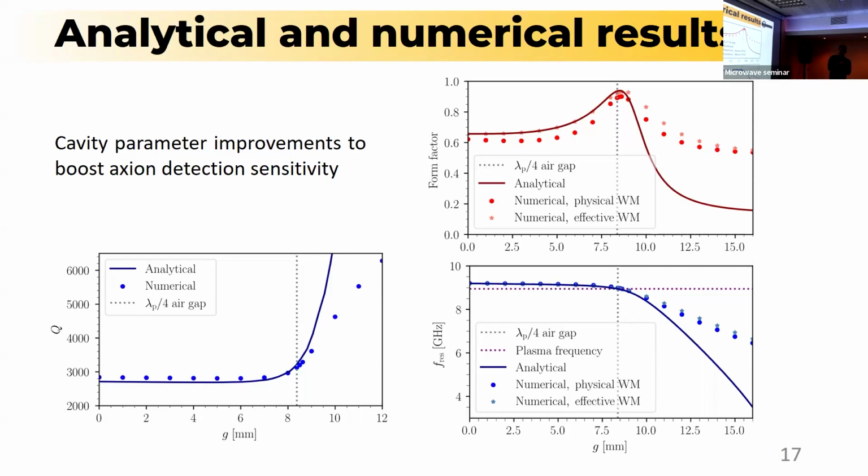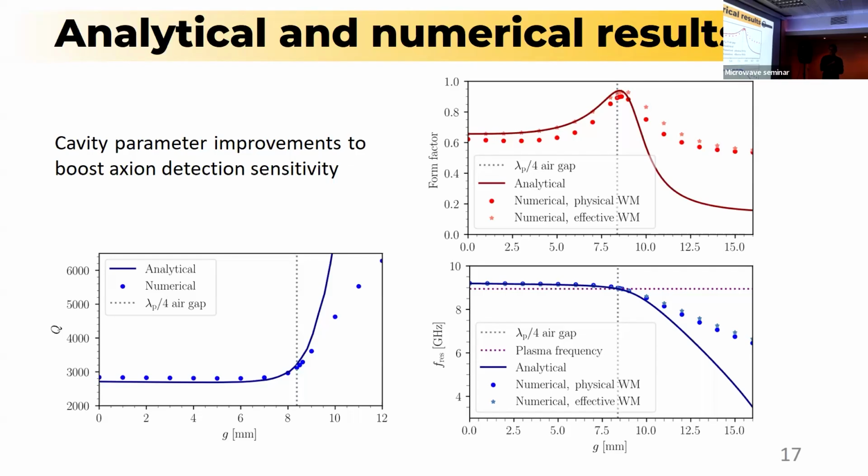We have the following behavior for the form factor. When we compare the analytical results with the numerical ones, we can see that they are slightly higher than the physical one, because they are not including the field drops in the wires. That's why they are always a little bit higher. But all of them follow the trend that we have a maximum form factor around the λ/4 distance for the air gap. Particularly, it goes from 0.62 in the physical wire medium to 0.89 at the maximum value. So we can see the improvement there. Yes, so this is related to the form factor.